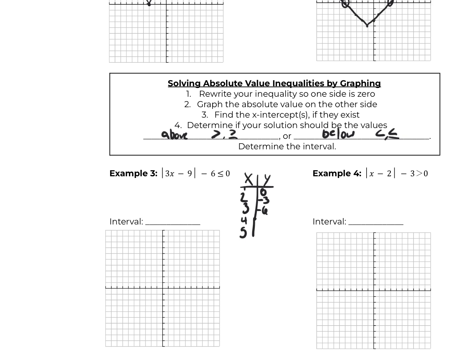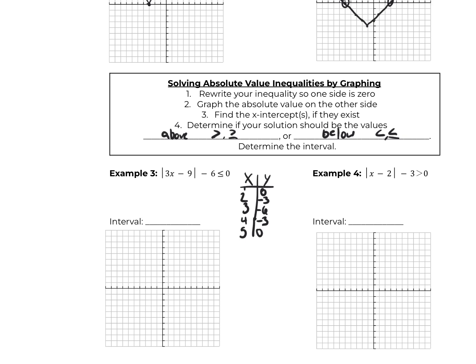Then we have 4. 3 times 4 is 12. 12 minus 9 is 3. The absolute value of 3 is 3. And 3 minus 6 is negative 3. And then we have 5. 3 times 5 is 15. 15 minus 9 is 6. The absolute value of 6 is 6. 6 minus 6 is 0.